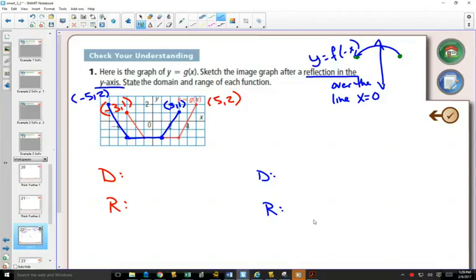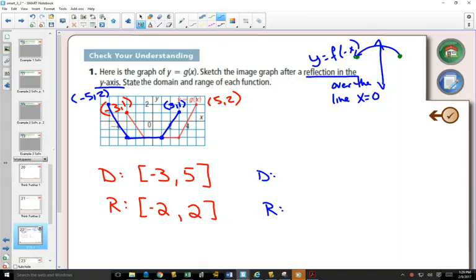So for our domain and interval notation, we looked for our smallest x value. It's at -3. Our largest x value is at 5. So our x values go from -3 to 5. Our smallest y value is at -2. Our largest y value is at +2 for our original graph.